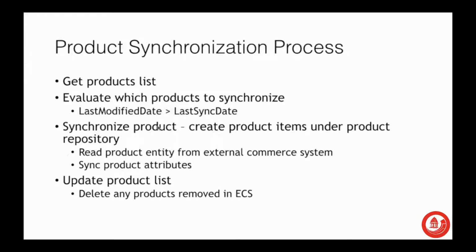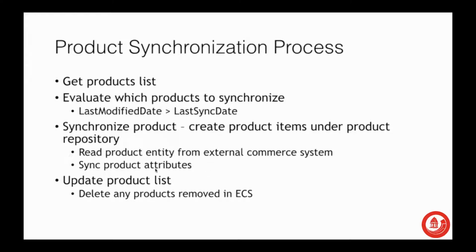Synchronize product, and this is going to create items under the product repository. It reads the product entity from the external commerce system, and then it also syncs the product attributes. Usually a product will have attributes, right? So for example, color, style, width, height, all this stuff. So all these attributes are also created as items under the product.